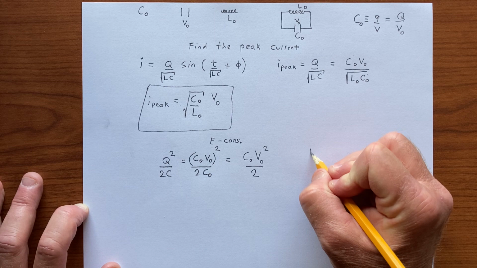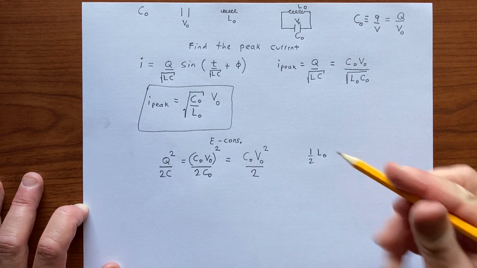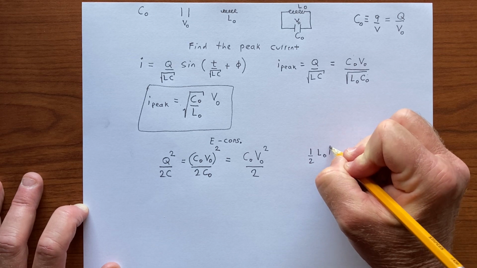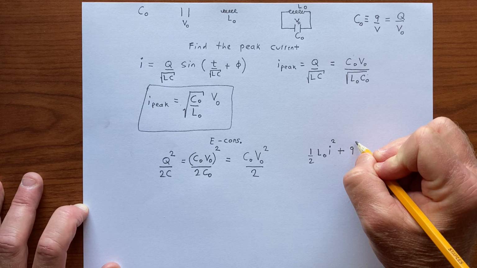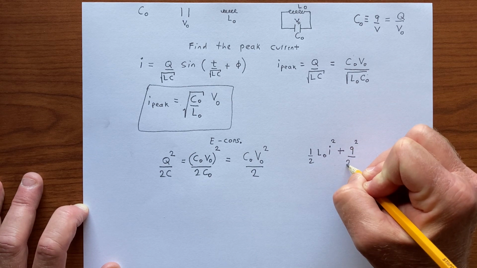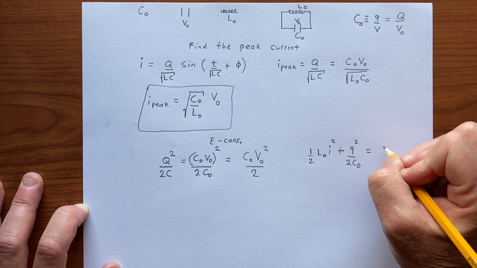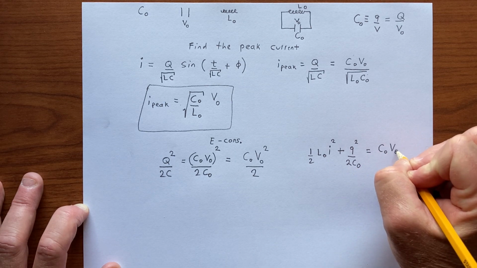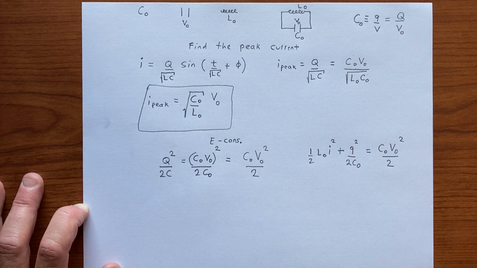So we can say that 1/2 times the inductance L naught, times whatever current we have squared, plus whatever charge is on the capacitor squared over 2 times the capacitance, that is equal to the total energy in the LC circuit, which we just found to be C naught V naught squared over 2.